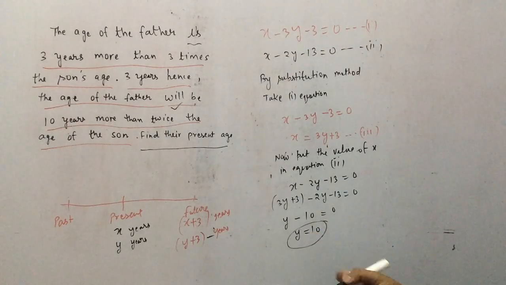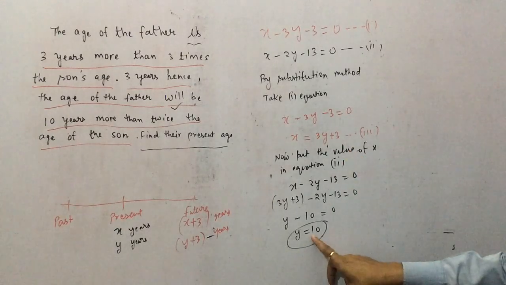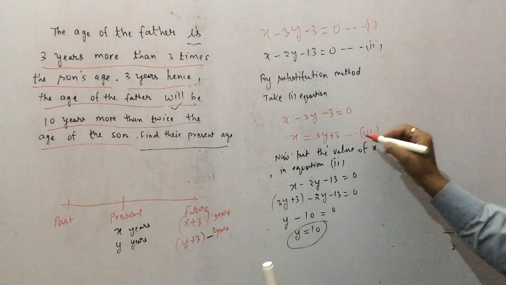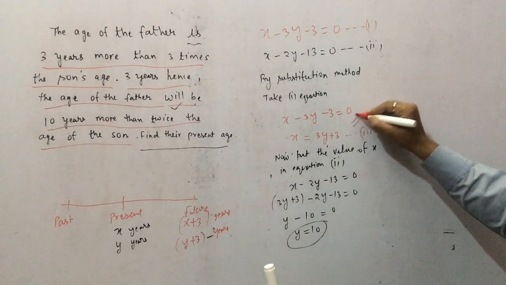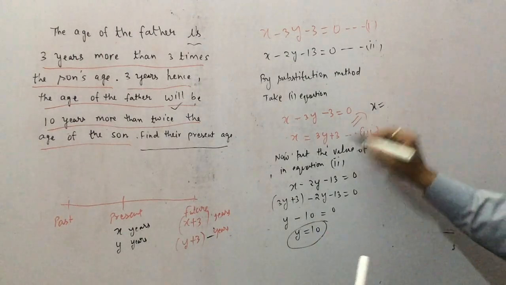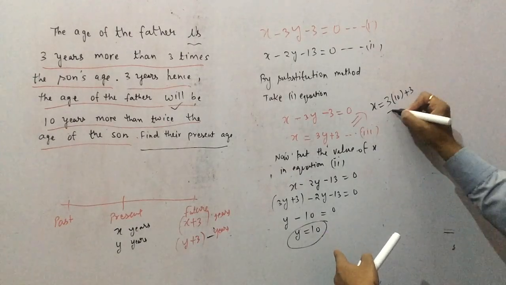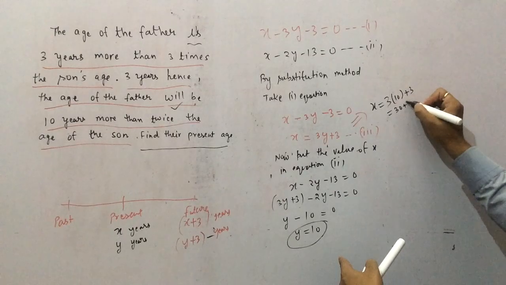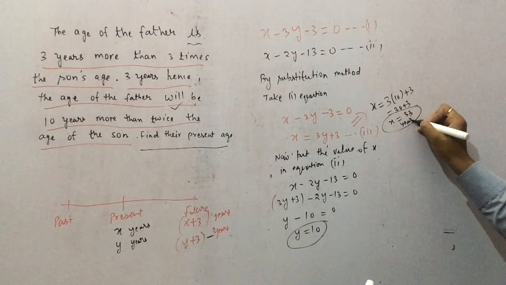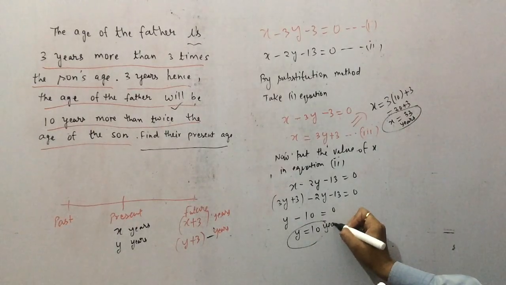Alright, and when you place the value of y in the third equation, what would you get? We would get the value of x as x equal to 3. What is the value of y? 10 plus 3, you would get 3, then 30 plus 3, 33 years. The age of his father is 33 years and the age of his son is 10 years.